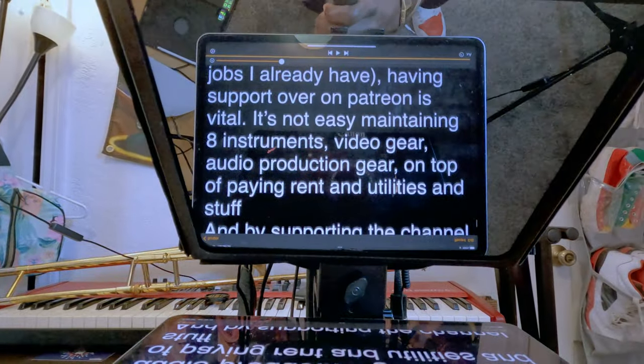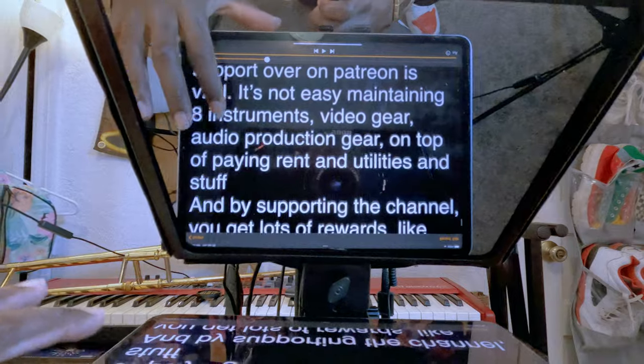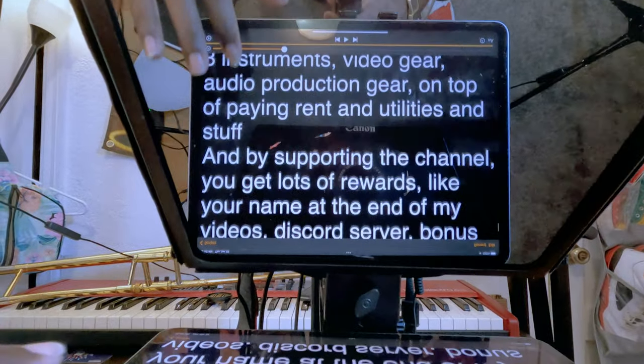I had a part where I said it's not easy maintaining 8 instruments, video gear, audio production gear, on top of paying rent and utilities and all that stuff. This is exactly what I mean by it is very difficult maintaining this stuff. So yeah, instead of talking about how agonizing it could be being a content creator and all of the things going wrong, you can firsthand experience my frustration right here and see that things can go wrong.